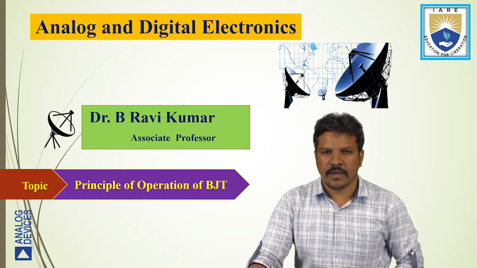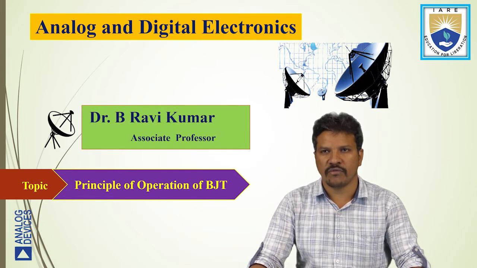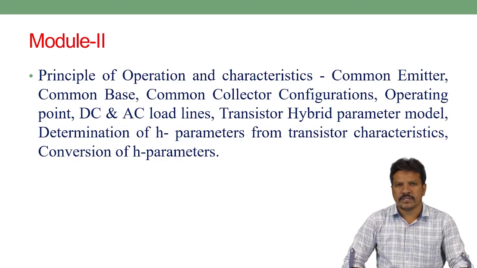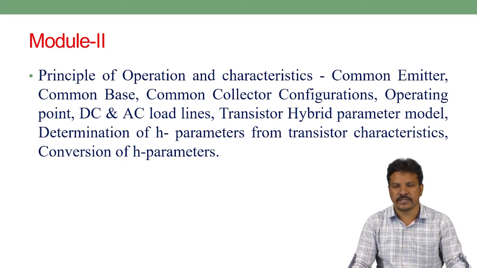Hi, today I am going to explain about Module 2. In this Module 2, the first topic is the Principle of Operation of BJT. Module 2 consists of the operation of the PN junction diode and characteristics of PN junction diode. In this, we have common base, common emitter, common collector configurations, and a load line analysis for those configurations.